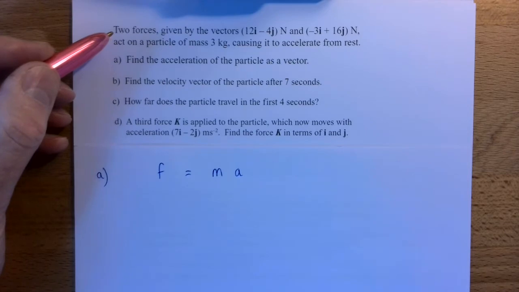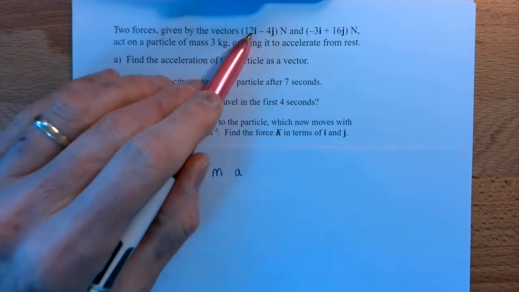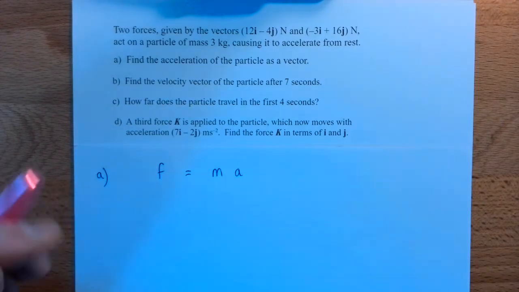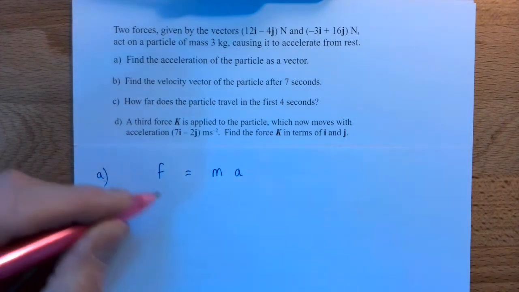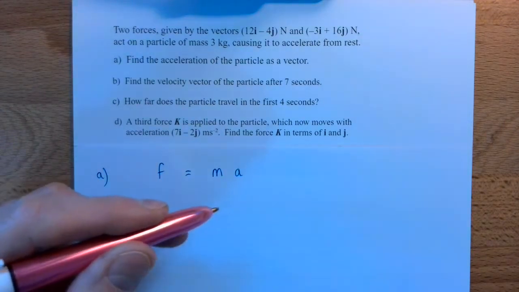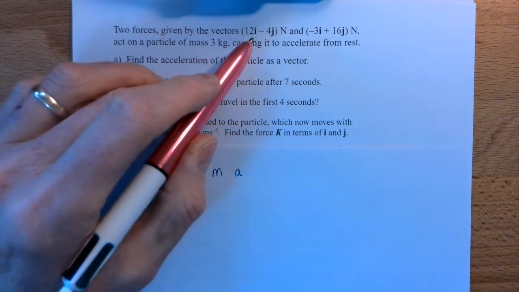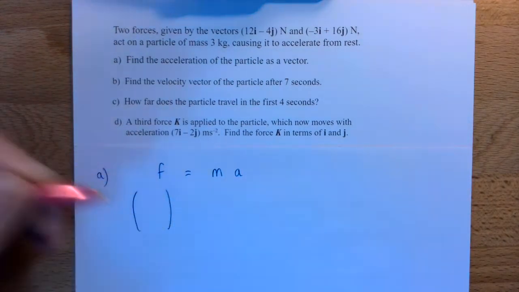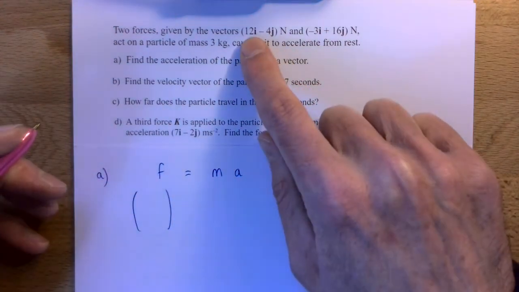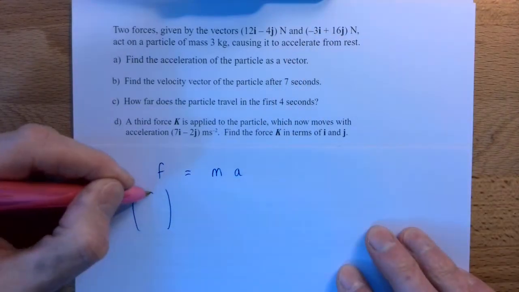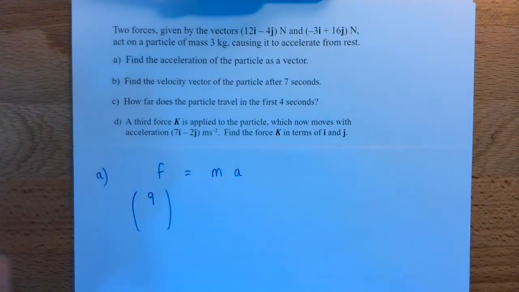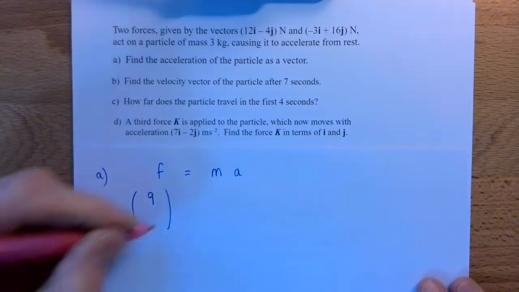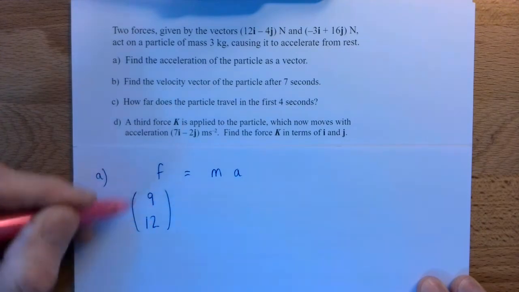So here we've got two forces. The great thing about vectors is that normally when we are dealing with forces in lots of directions, we've got all sorts of cos and sine stuff going on, forces in one direction take away forces in the other direction. But with vectors, it's really easy, because all I need to know is what's the overall effect horizontally? Well, it's 12 take away 3, so that's 9. And what's the overall effect vertically? Well, it's -4 plus 16, so that's 12. So that's the resultant force.